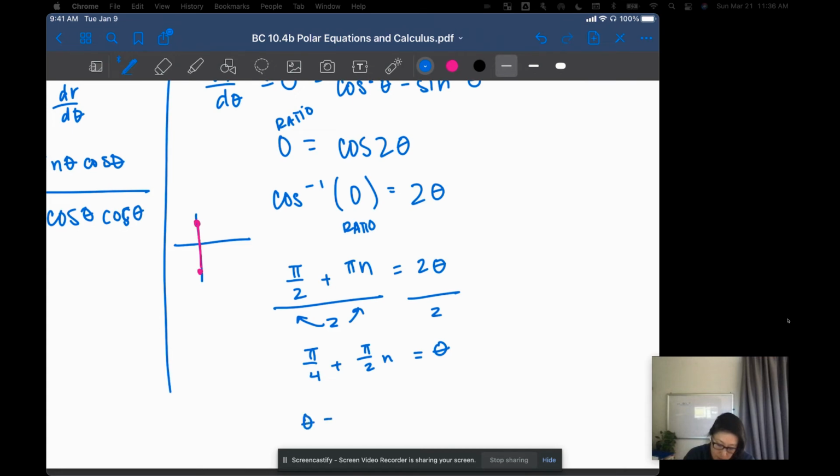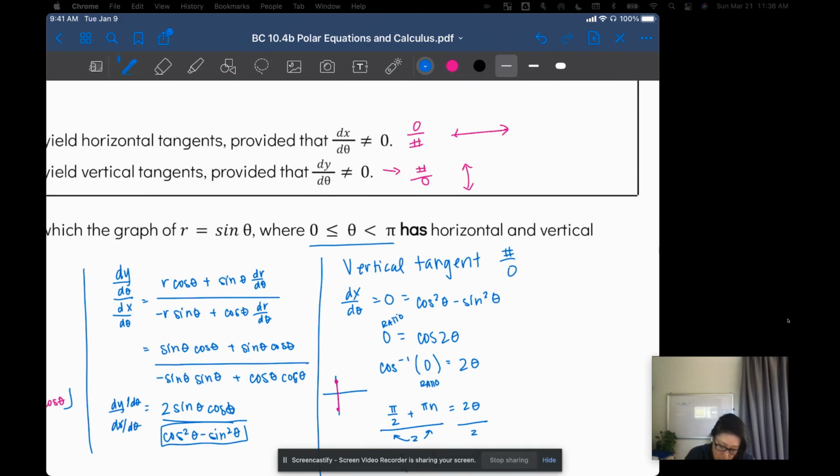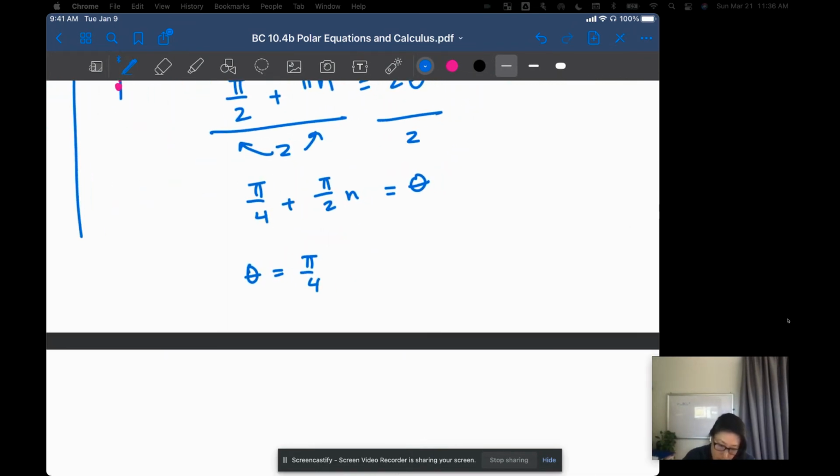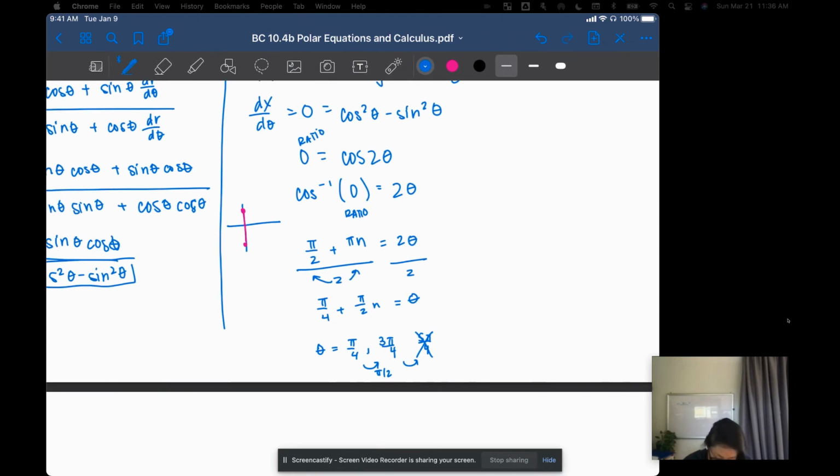So theta is equal to pi over 4, and remember we're in the domain of 0 included to pi excluded. So I have pi over 4, and we're going to add pi over 2 to give me 3 pi over 4. If I add another, it'll give me 5 pi over 4, which is too much, so that's outside of our domain.